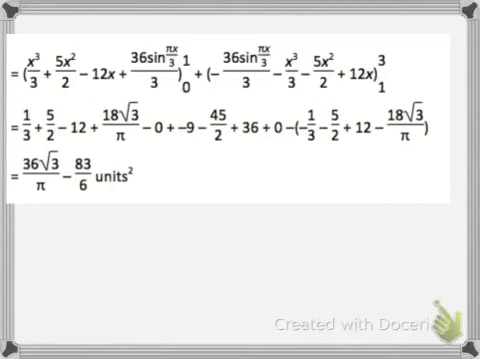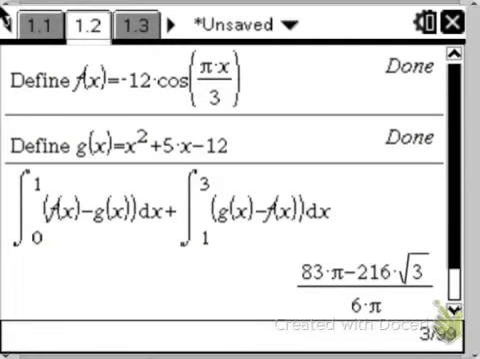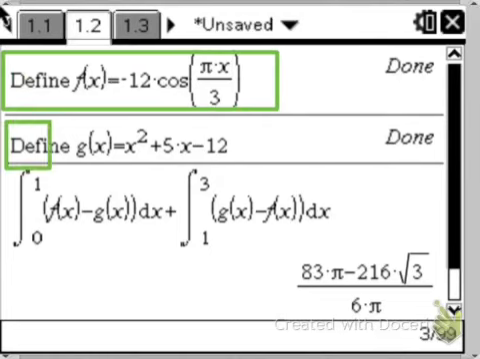But another option to check would be to put it in your calculator. Remember, defining functions saves time. In fact, in hindsight, I would have defined these before I graphed them, so I just had to type them in once. Anyway, you can see there I've defined the first function, defined the second function.